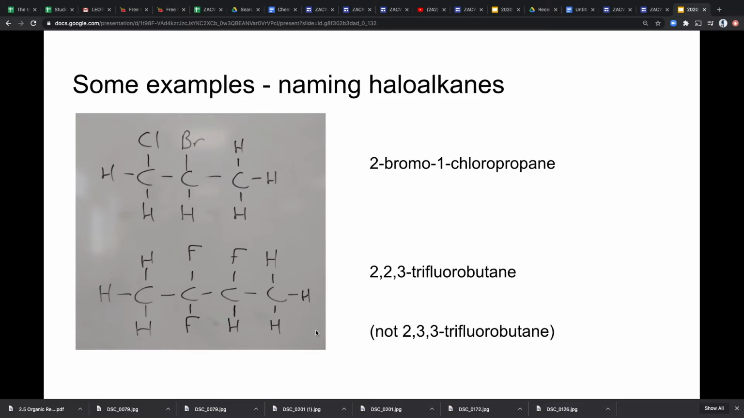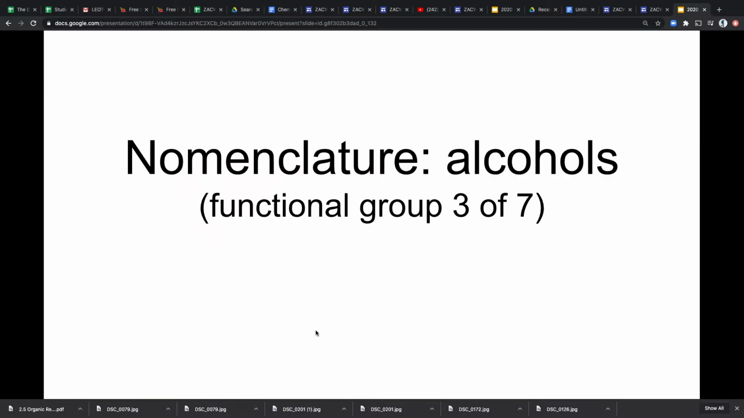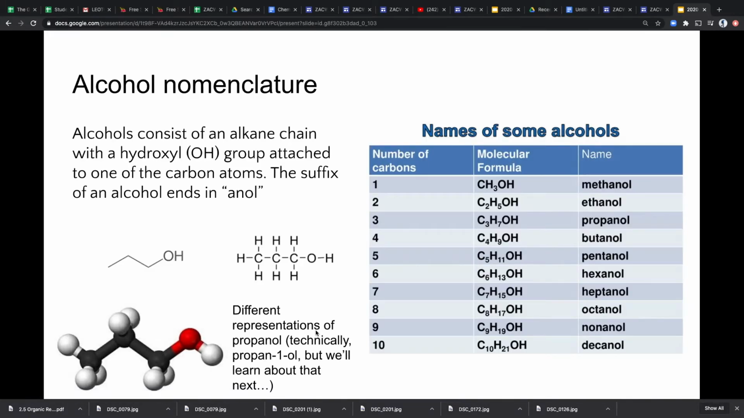Any questions about that? That's it. That's all the rules we got to use for haloalkanes. So we're on to the next one, alcohols, which aren't much more difficult either. So alcohols consist of an OH group called a hydroxyl group and it's just attached to one of the carbons, much like halogens are, methyl side chains, all that stuff.